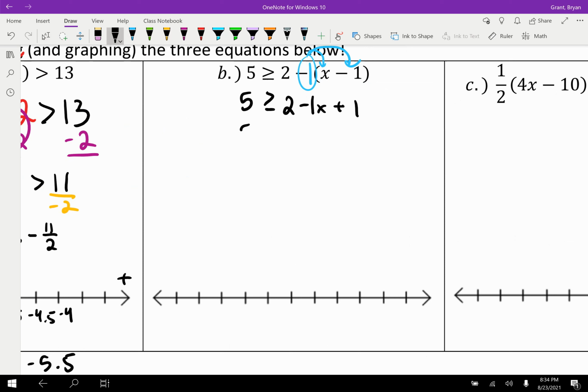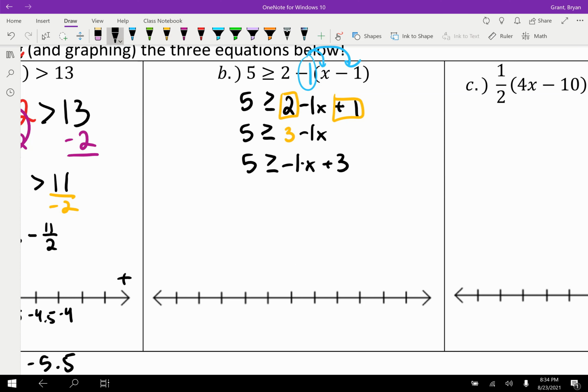We now need to combine like terms. When we do that, I see a positive 2 and a positive 1, which gives us 3 minus 1x. Again, I always like to rewrite this. I might run out of room here, but I'll do what I can. I like to put the x's first. So negative 1 times x, and then this is a positive 3.